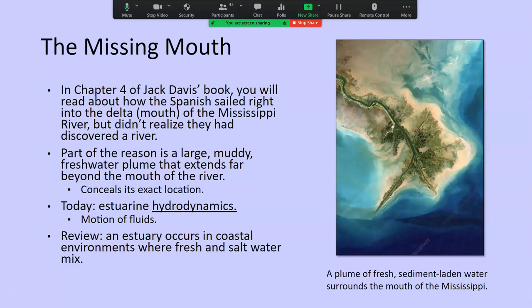We're going to learn about estuarine hydrodynamics, which is the motion of fluids in estuaries. And just to review, an estuary occurs in coastal environments where fresh and saltwater mix. So we went over this in the first week of class when we went over coastal features.